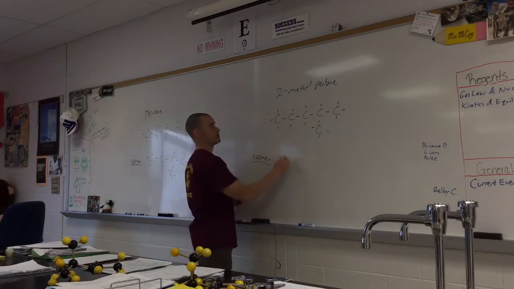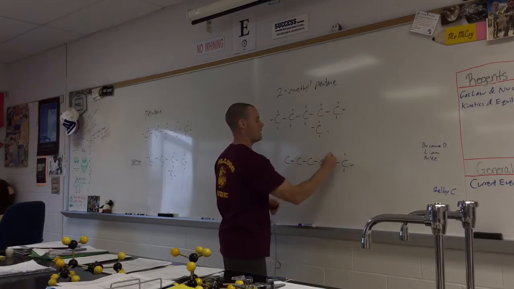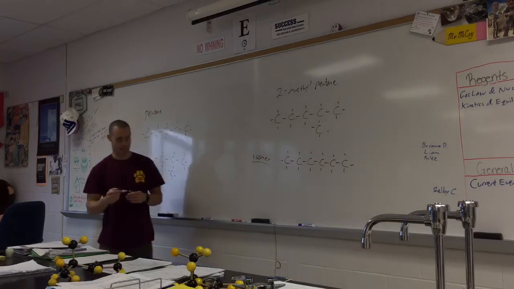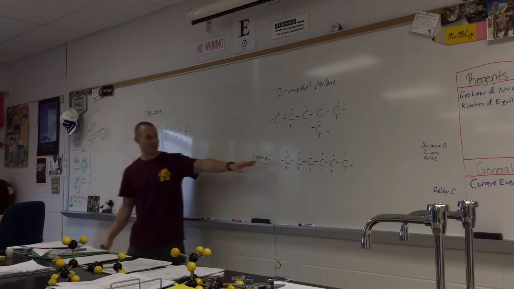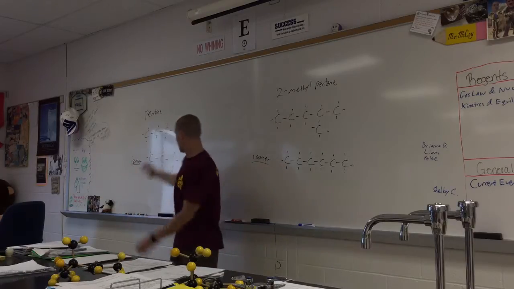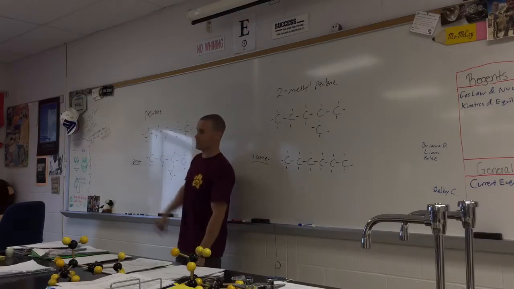So just draw 6 in a row. 1, 2, 3, 4, 5, 6. And that would be hexane. So hexane is an isomer of 2-methylpentane. 2-methylbutane is an isomer of pentane.